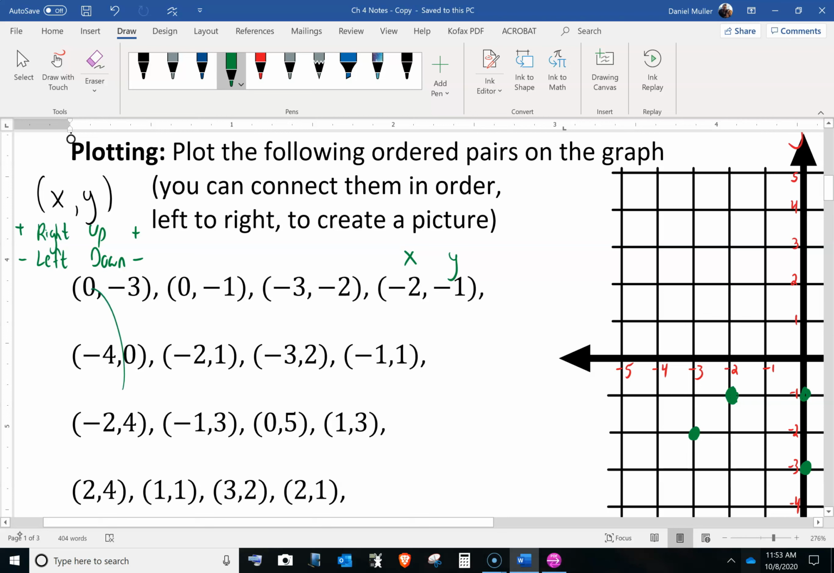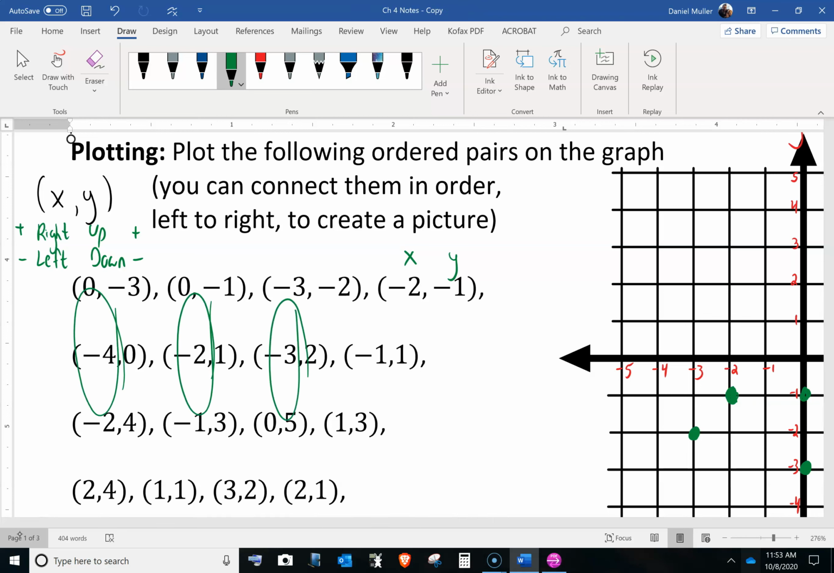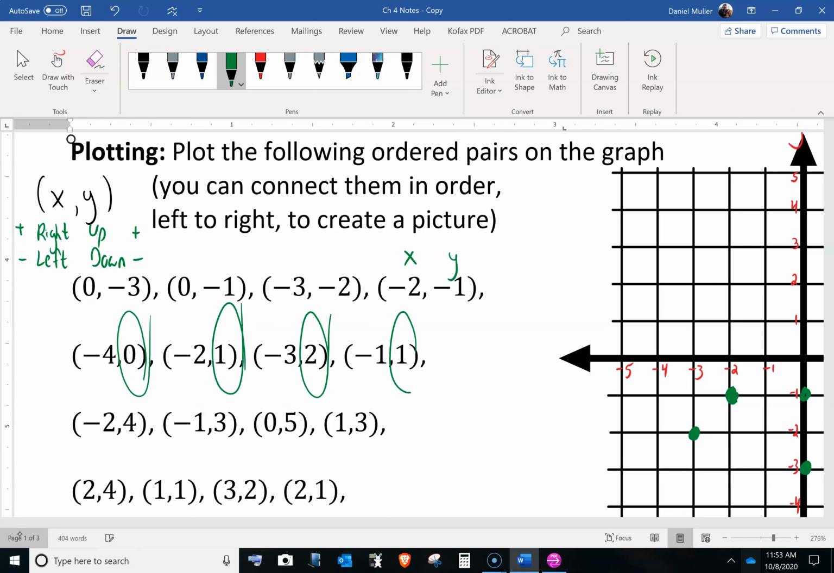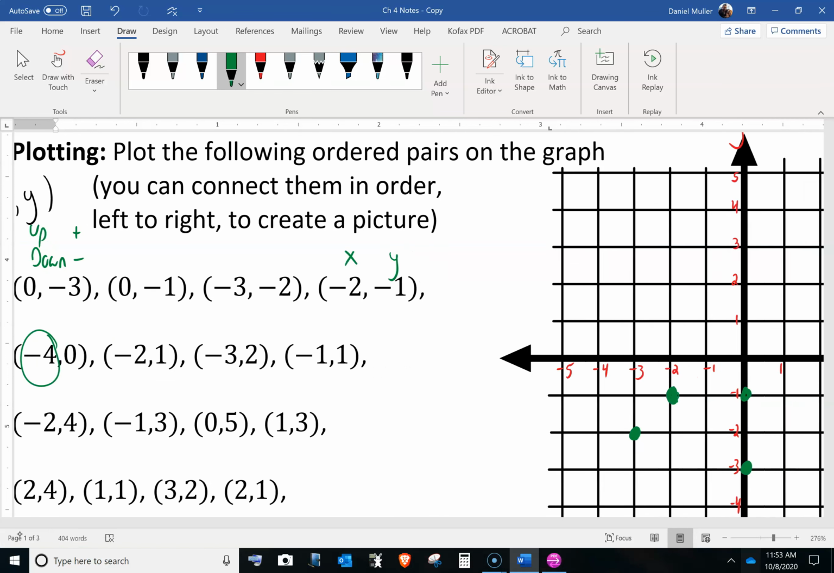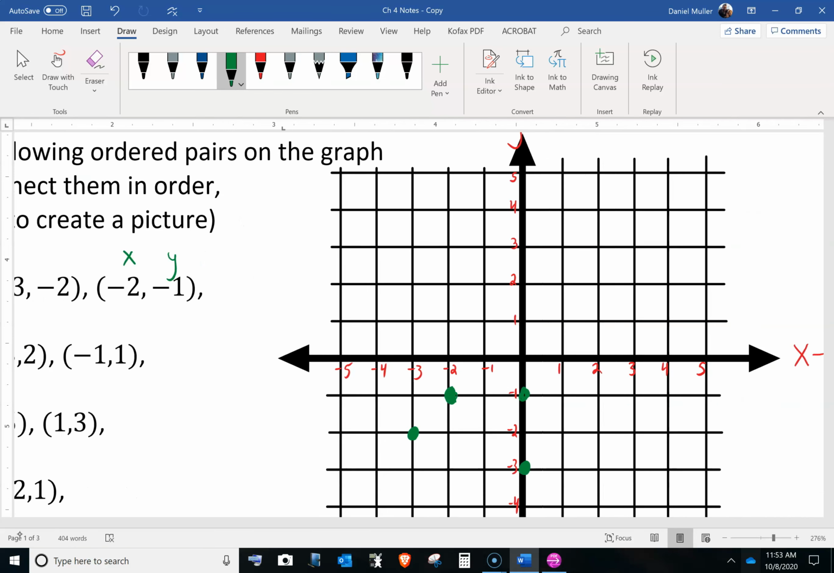Let's take a look at just left, right, up, down. Keep in mind that everything on this side are your lefts and rights, and everything on the other side are your ups and downs. Again, if it's positive, it goes up. If it's negative, it goes down. So this right here is going to be left 4 and then up or down, nothing. So I'll just stay left 4.